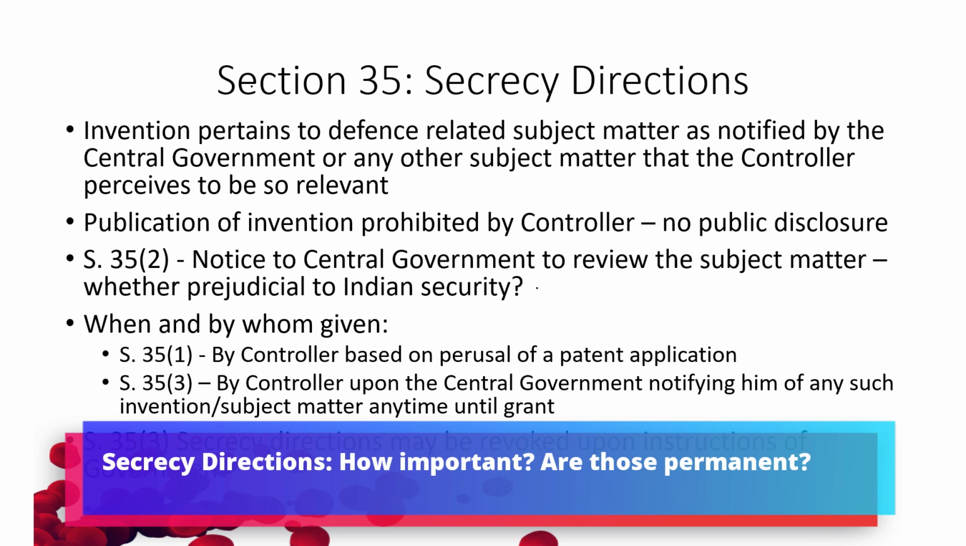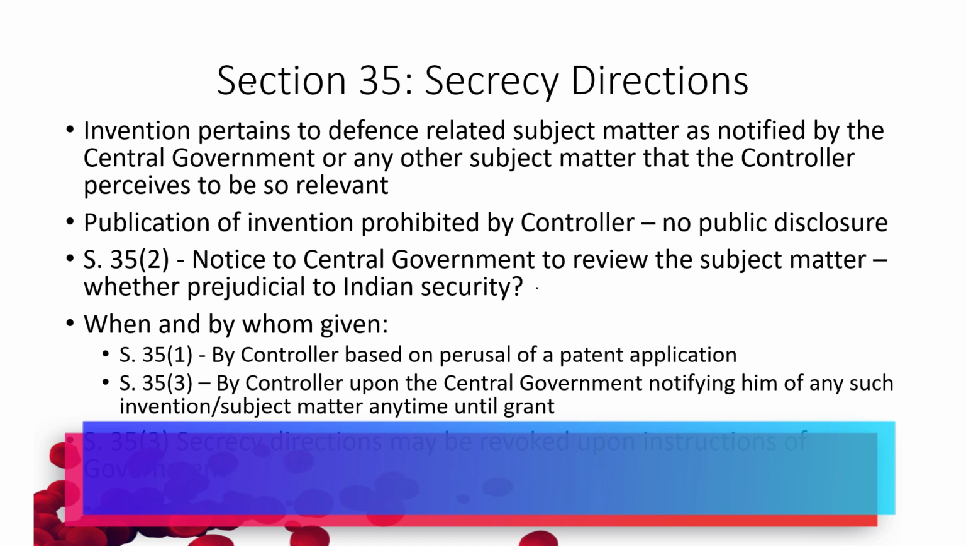There's another way in which a secrecy direction could be given, and that is directly by the central government, which is provided under section 35 subsection 3. In case a patent application has escaped the scrutiny of the controller and the central government becomes aware of a patent application which has a subject matter which may be relevant to the defense of India, then the central government may ask for a review of that particular patent application. If the subject matter is found to be relevant for defense related purposes of India, then it may notify the controller to issue a secrecy direction under section 35, and this action could happen anytime until grant of a patent.